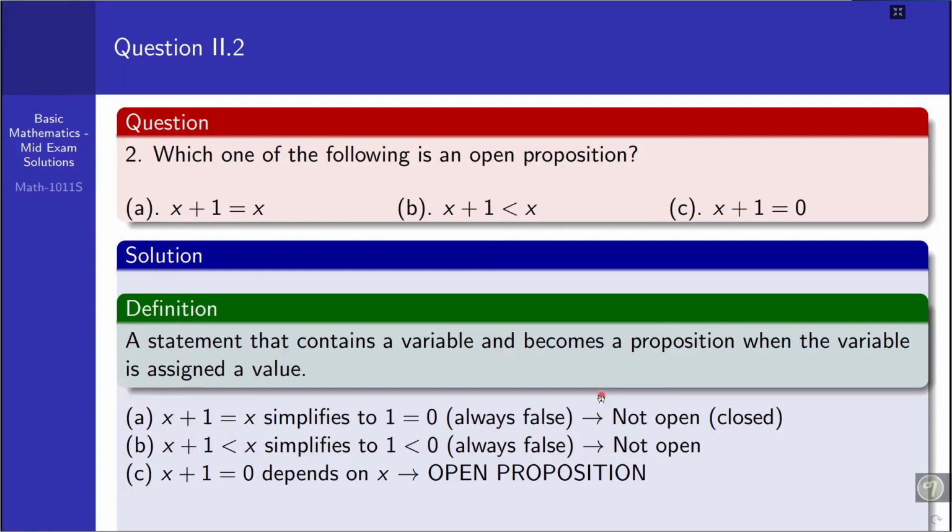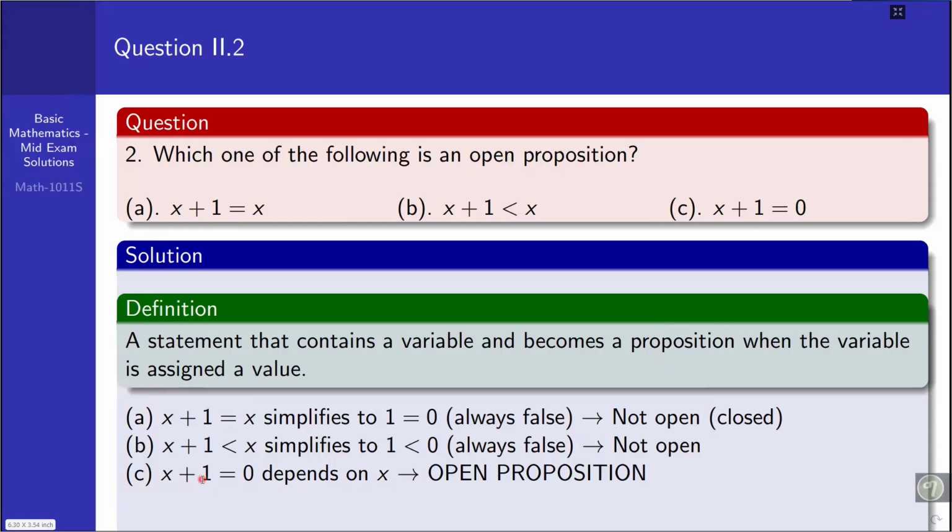And lastly, C: x plus 1 is equal to 0 depends on the truth value of this one. Simply, x plus 1 is equal to 0 depends on the value by which we can replace the variable, that is x here. The truth value of this one cannot be determined unless we replace the variable x by a certain value.